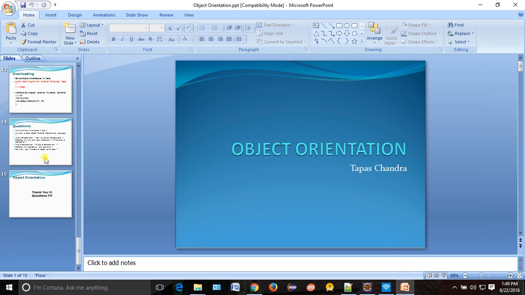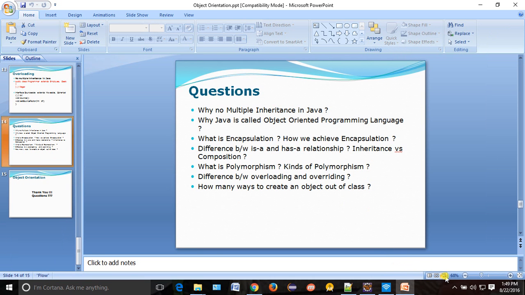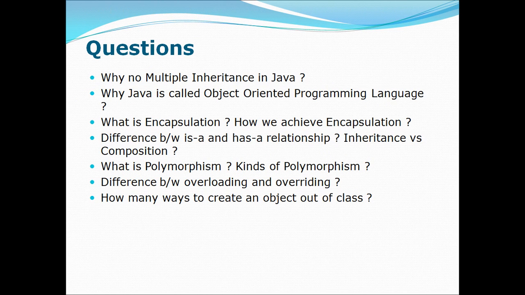Okay. So where were we? We have finished this second chapter, right? So we are going to do this. Interview questions will repeat, right? Okay. So tell me. First question is why there is no multiple inheritance in Java?